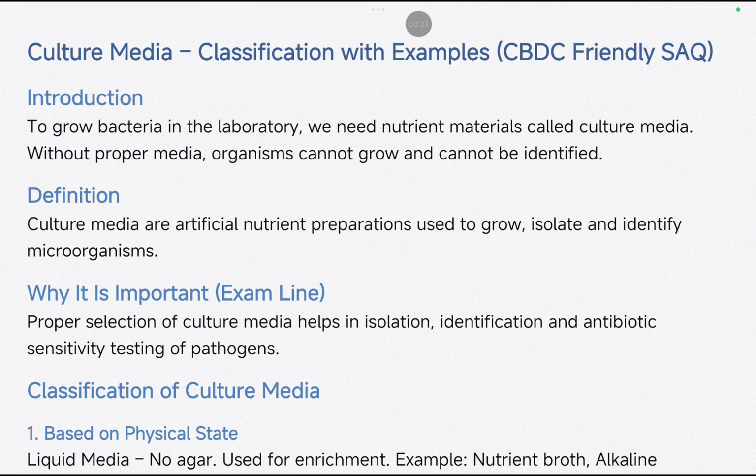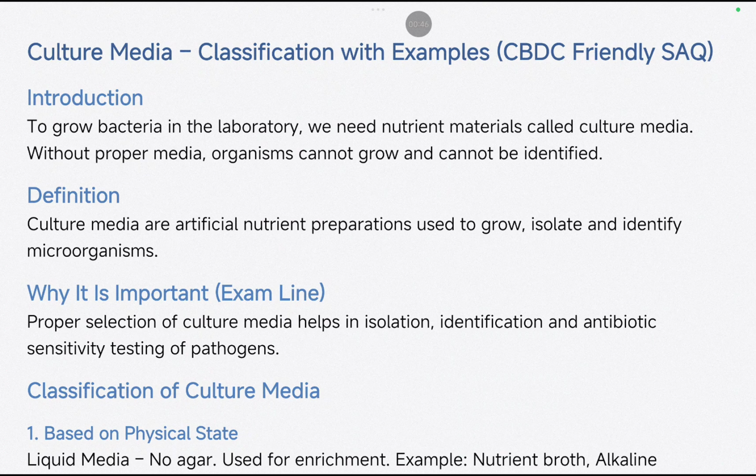To grow bacteria in a laboratory, we need nutrient materials called culture media. Without proper media, organisms cannot grow and cannot be identified. Just like we need soil in the case of plants, where when we put plants in the soil, it helps them grow. So what is the definition which you need to write?